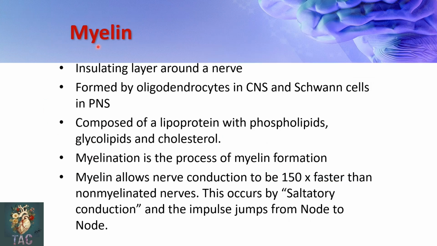So what is myelin sheath? This is the insulating layer around the nerve fiber formed by oligodendrocytes in the CNS and Schwann cells in the PNS, composed of lipoprotein with phospholipids, glycolipids, and cholesterol. Myelination is the process of formation of the myelin sheath. Myelin allows nerve conduction to be 150 times faster than in a non-myelinated fiber. This occurs by saltatory conduction, where the impulse jumps from one node of Ranvier to another node of Ranvier.